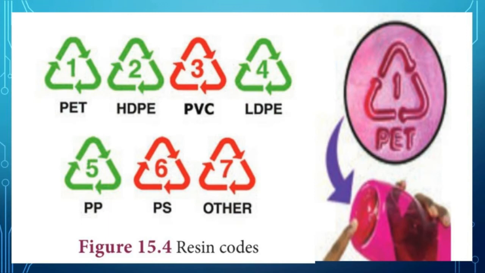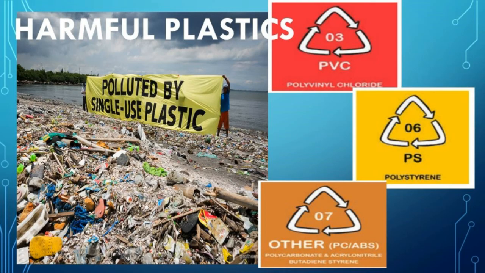The resin codes look very similar to the recycling symbol, but this does not mean that all plastics with a code can be recycled. Harmful effects of plastics. Plastics in our everyday life can be harmful for two reasons. The first reason is that some types of plastic contain chemicals that are harmful to our health. The second reason is that a lot of plastics are designed to be used just one time. This use-and-throw-away plastic causes pollution to our environment.